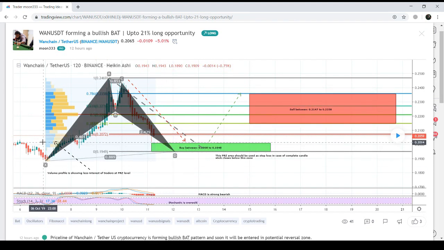The volume profile is showing very low interest of the traders at the PRZ level, and do remember in all our trades, this PRZ or potential reversal zone should be our stop loss point. If a complete candlestick is closed below this potential reversal zone, then we should exit from this trade. The MACD is still strong bearish and the stochastic is oversold but did not give a bull cross so far. If we wait for the MACD to turn weak bearish or for the stochastic to give the bull cross, then that will be safer to enter this trade.